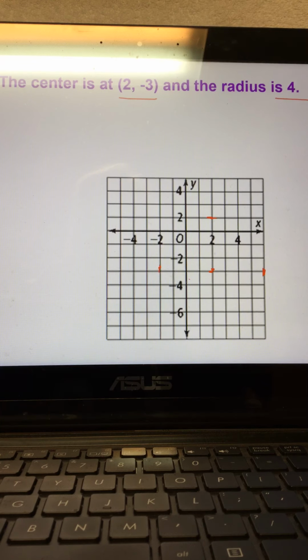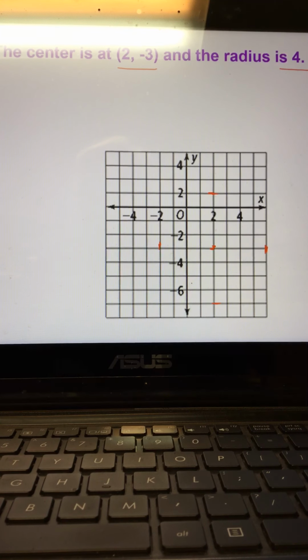So I went to the right, I went up 4, I went to the left 4, and I went down 4. I don't know if I said right or left, but I went right, up, left, and down. So just do the very best you can trying to draw a circle around there.